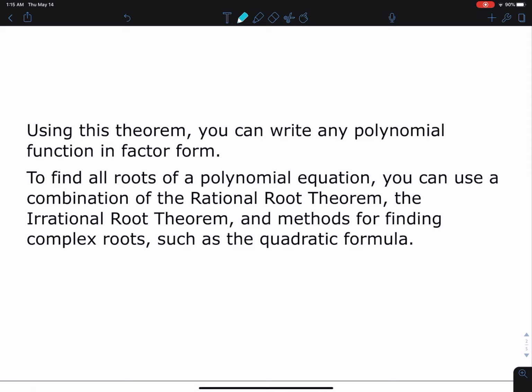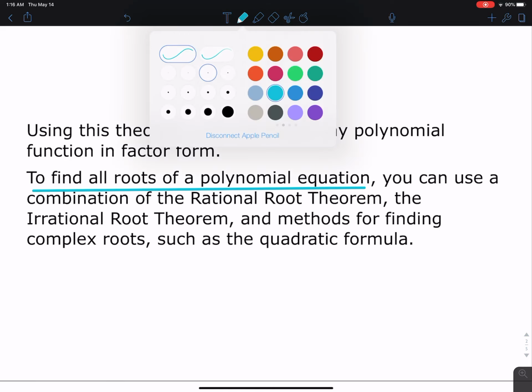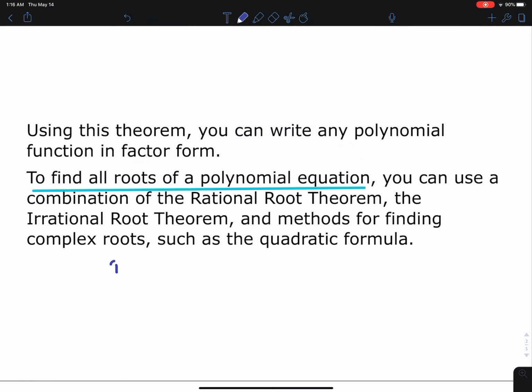To find all of the roots of a polynomial equation, we can use the rational root theorem, irrational root theorem, and methods for finding complex roots, such as the quadratic formula. So this is going to be where we look to Desmos first. Again, we did this in 4.5. Now we're just doing this where you can end up with complex solutions.